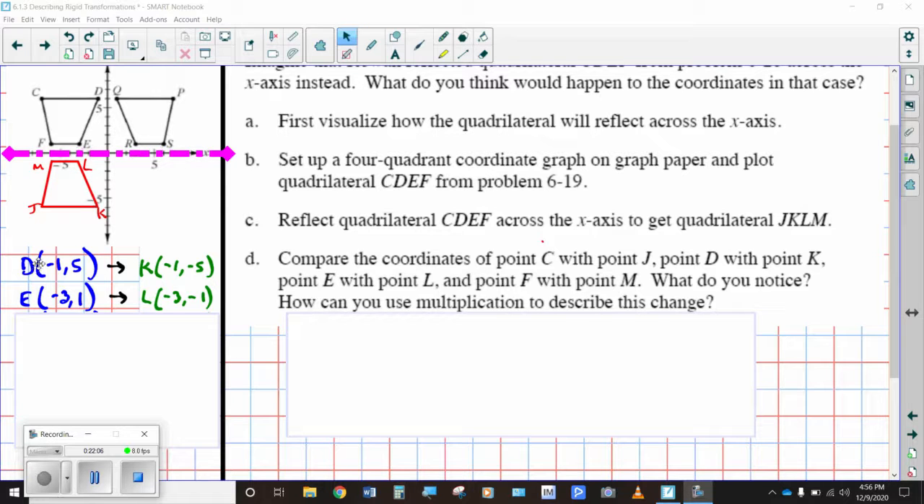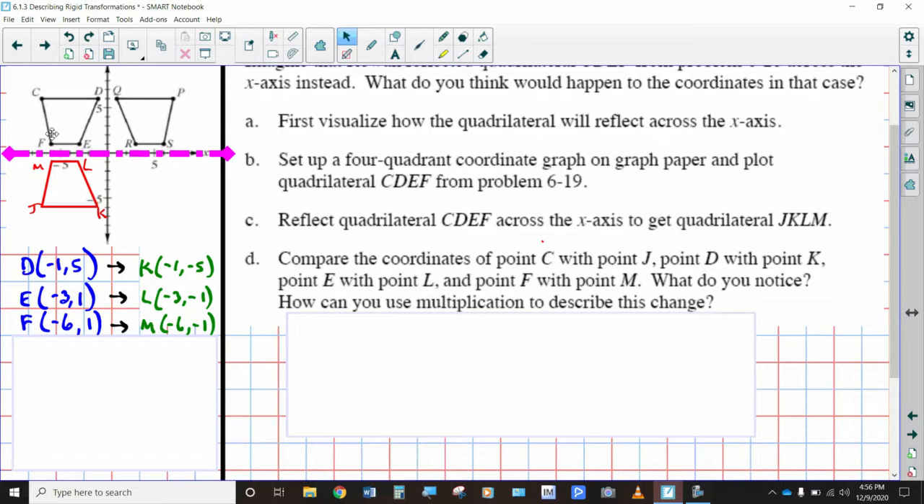So D, which is at -1, 5, corresponds to K, which is at -1, -5. E, which is at -3, 1, corresponds to L, which is at -3, -1. F, which is at -6, 1, corresponds to M, which is at -6, -1. And C, which is at -7, 5, corresponds to J, which is at -7, -5.